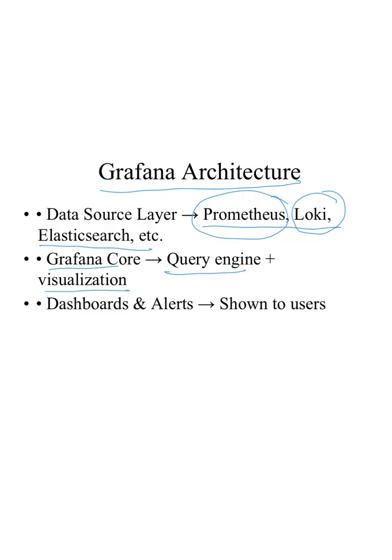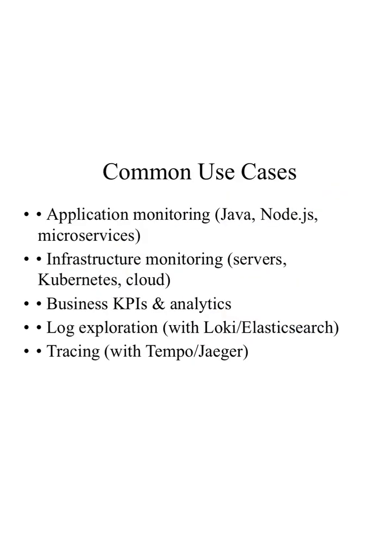Once you have all the data, then this query engine picks the data from Prometheus. Then you have dashboards and alerts which are shown to the users, right? Grafana as a service has its own UI and its own backend, but since we are engineers, we don't want to go into that detail. Common use cases: you want to do application monitoring. That means how your Java, Node.js, or microservices are behaving. You can know it through Grafana.